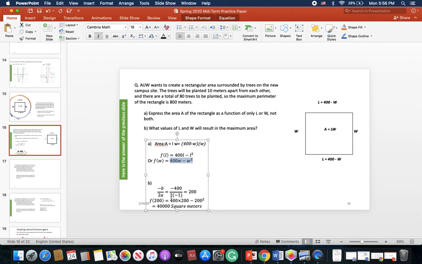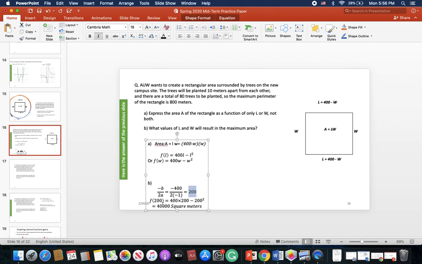And you know that minus b by 2a is the vertex x value of a quadratic function. If we put in minus b by 2a, where minus b is 400 and a is minus 1, we get 200. So 200 is actually the answer to what values of L and W will result in the maximum area. This is actually their answer.